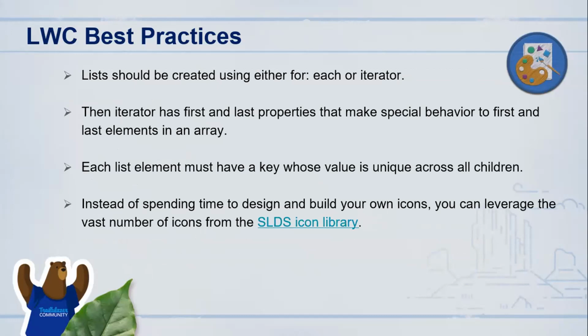The next thing is list. A list is an ordered collection of elements, and we can create lists by using either for each or iterator. The difference between for each and iterator is that iterator has first and last properties that give special behavior to the first and last elements of the array.